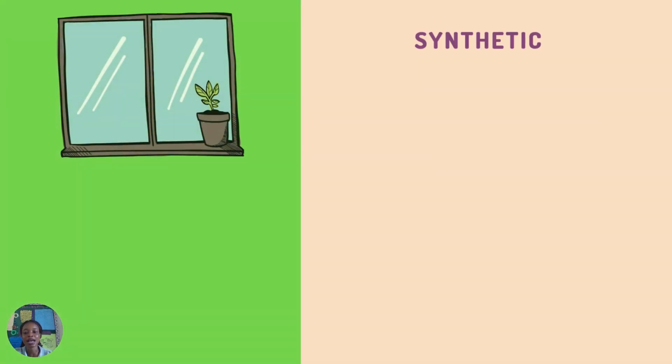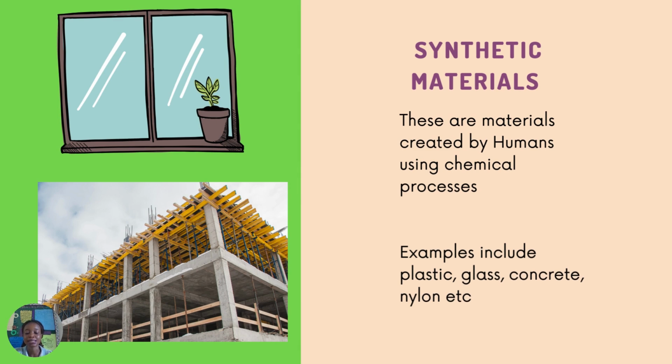The second type of material, the synthetic materials we mentioned earlier, are materials that are created by humans using chemical processes. As the name implies, man-made. Examples of these synthetic materials include your plastics, your glass, your concrete, and your nylons. All these fall under what we call synthetic materials.